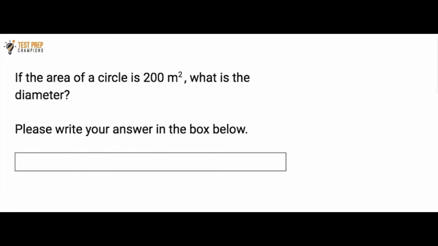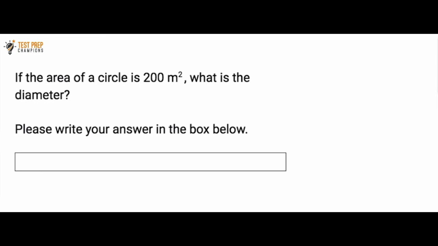If the area of a circle is 200, what is the diameter? Please write your answer in the box below. Now, you obviously can't write your answer in the box below through the screen, but imagine if you could. And I want you to pause the video, try to figure this one out. This is a tough one. Whenever you're ready, we'll go over it.